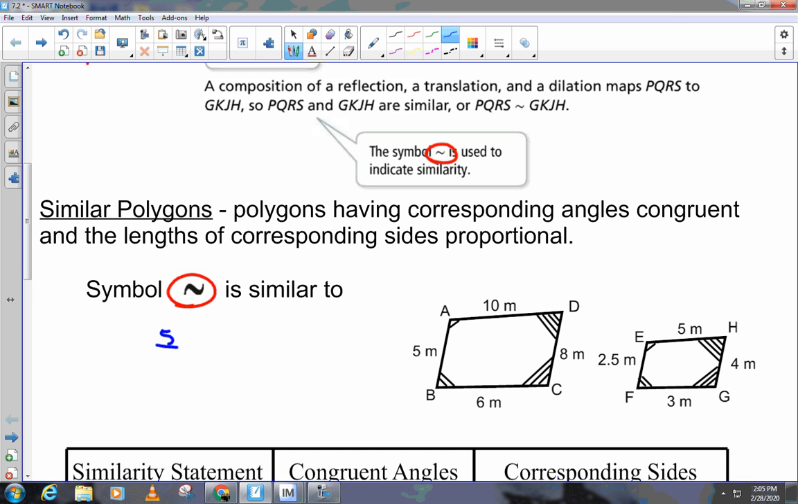So I would do 5 is to 2.5, and then I would marry up 6 and 3 because they're between the 2 and the 3 arcs, and then 8 and 4 would go together, and 10 and 5. If I were to divide each of these out or reduce them, would they be the same? 5 divided by 2.5 is 2. 6 divided by 3 is 2. 8 divided by 4 is 2. And 10 divided by 5 is 2. So the sides are proportional and the corresponding angles are equal. That makes them similar. That's what it means to be similar.